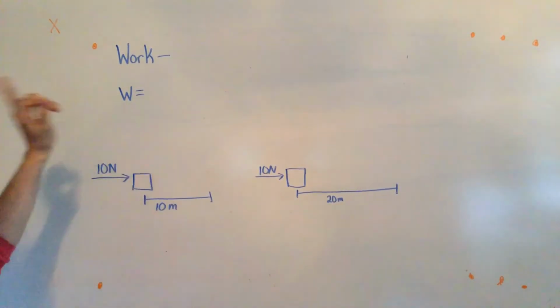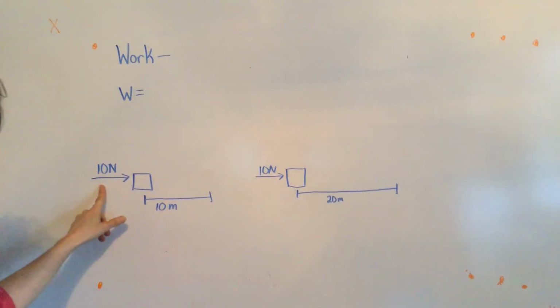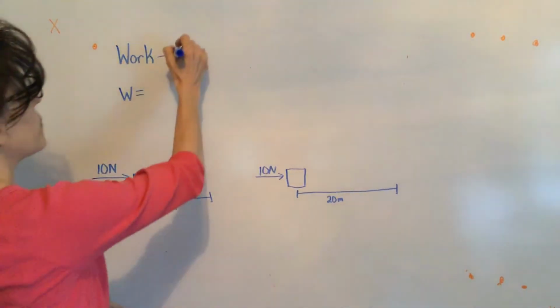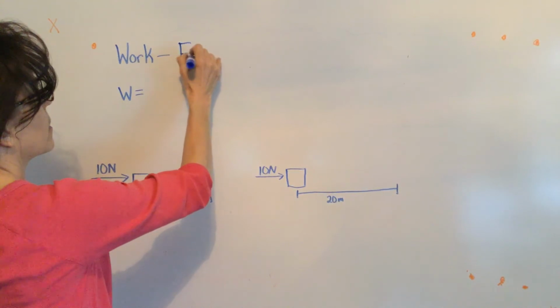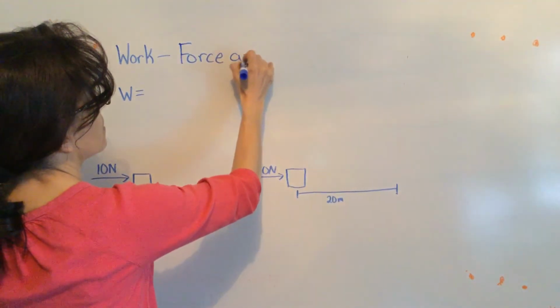We're going to talk about work. When we talk about work, we are talking about force. We have 10 newtons applied to each of these boxes. Force being applied over a distance.